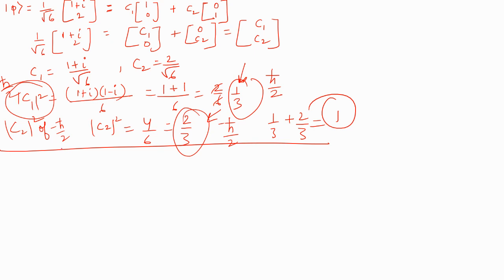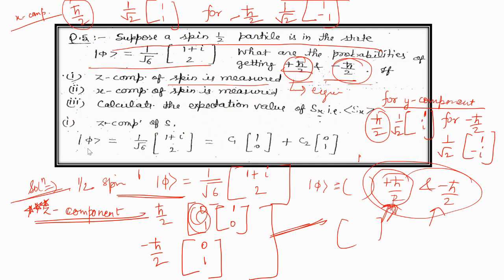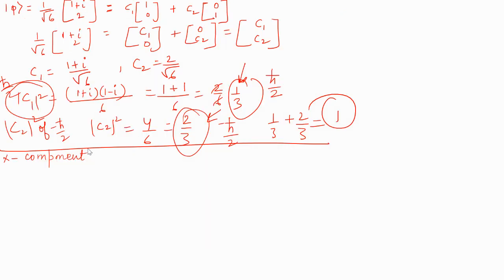So we have constructed a wave function in terms of these two values. Now what about the x component? In the question we are also asked to find the probabilities when the x component of spin is measured. So again, in the same way, construct (1 upon root 6)(1 plus iota, 2). C3, I'm taking this time. C1, C2 I have reserved for the z component. Now I'm taking C3, C4.